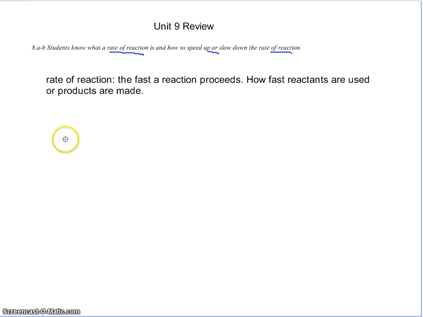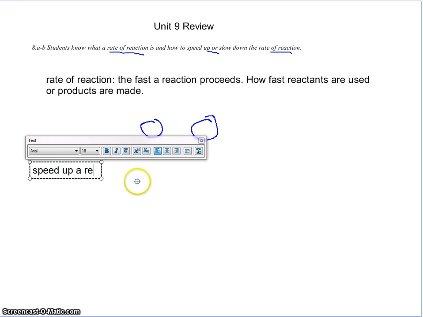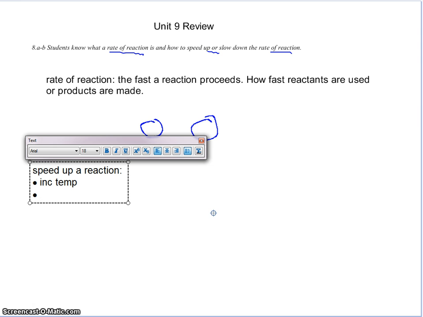How to speed up or slow down the rate of reaction. Well, we know that for something to react, they've got to collide, and they have to collide in the right orientation. So anything that creates more collisions or helps the orientation will speed up a reaction. So you could increase the temperature. That would make them move faster. They'd collide more. You need to be able to explain that though.